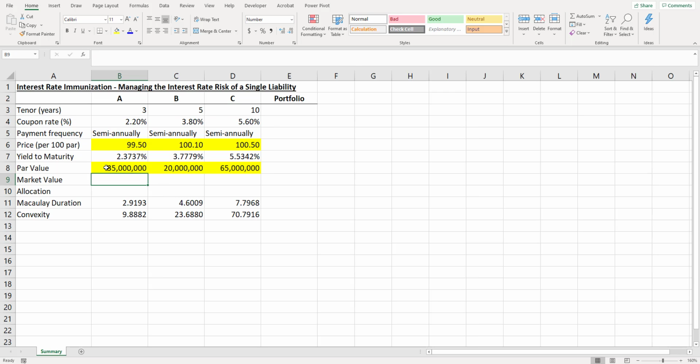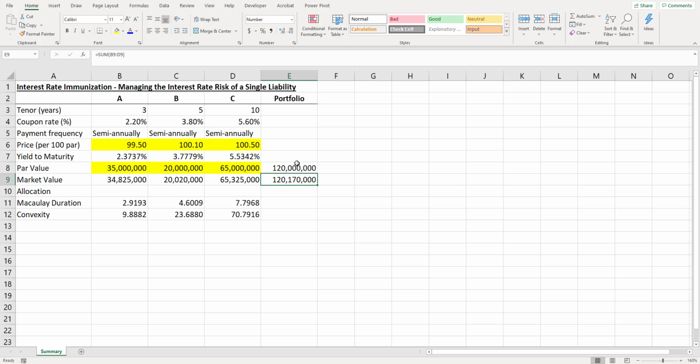Then I assume that I'm going to allocate the par value according to this pattern: 35 million for A, 20 million for B, and 65 million for C. So that's a total par value of 120 million. And the market value will be based on the par value multiplied by the price, but we have to divide by 100 because this is per 100 par. So that gives us the market value, and then I'll just sum it again.